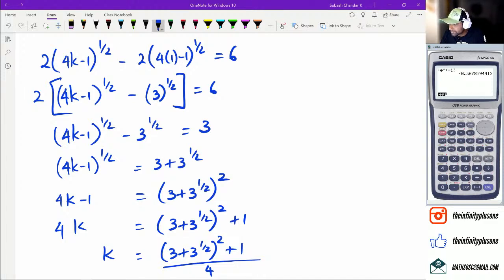Where was this question? 2E. Give me 1 second, guys. It takes a bit of time to actually sync up.